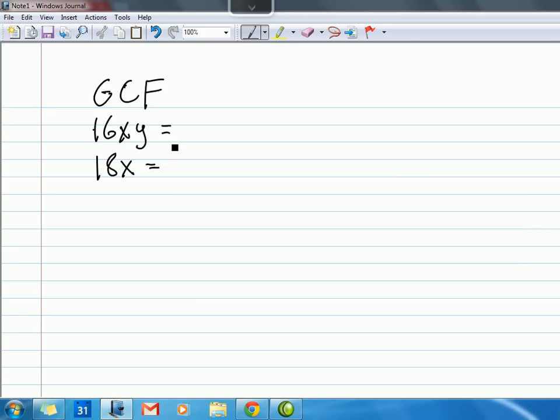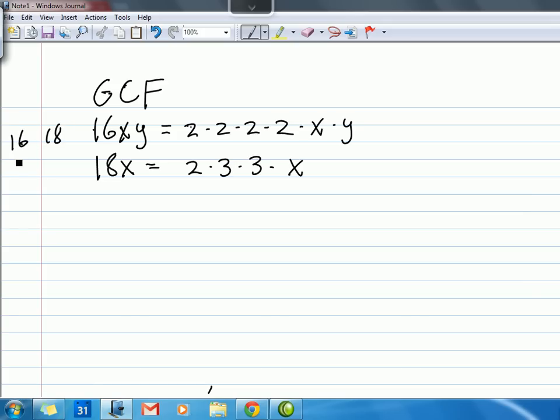Anyway, the way that we can expand this is, 16 would be 2 times 2 times 2 times 2. We kind of know that because that's 2 to the 4th, right? And also you have an x there and you have a y. So that's expanded out. With 18x, we can expand that to be 2 times 3 times 3 times x. If you're wondering how I'm getting those values, you can just take 16 and 18 off to the side somewhere and prime factorize them to see what you get.